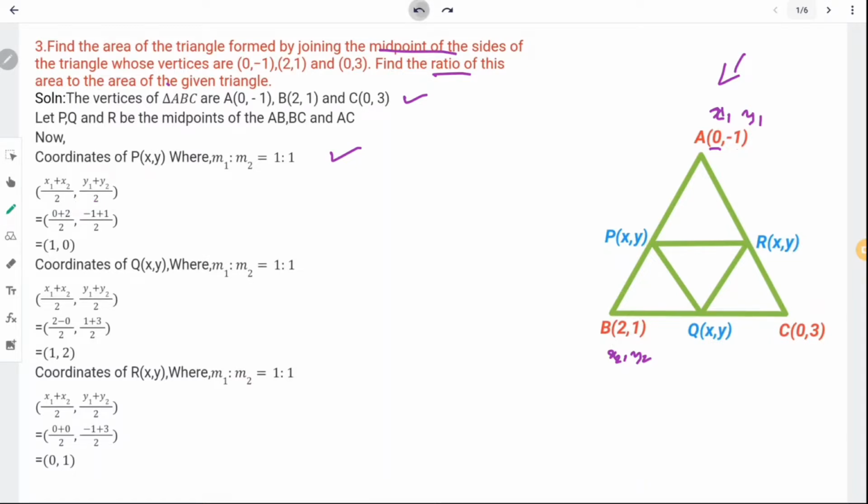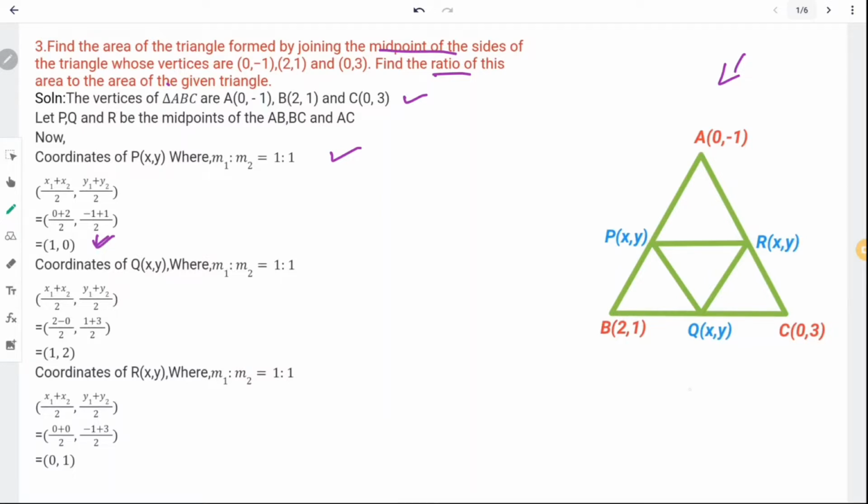All right, so once we have put in the values, we just have to do the addition and subtraction if necessary. Then 0 plus 2 is 2, which means I'm going to have simply 2 by 2, so I can divide by 2 one time, right? So you can already see here. Then -1 plus 1 is obviously 0. All right, so the coordinates of P we're going to get are (1, 0).